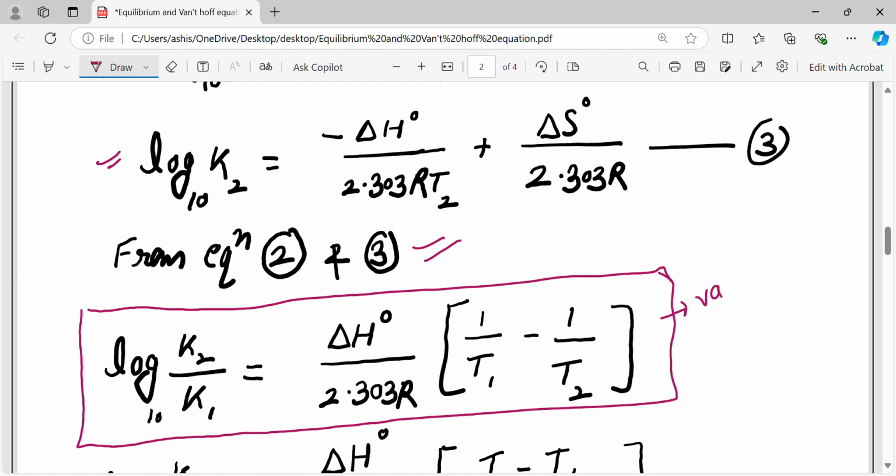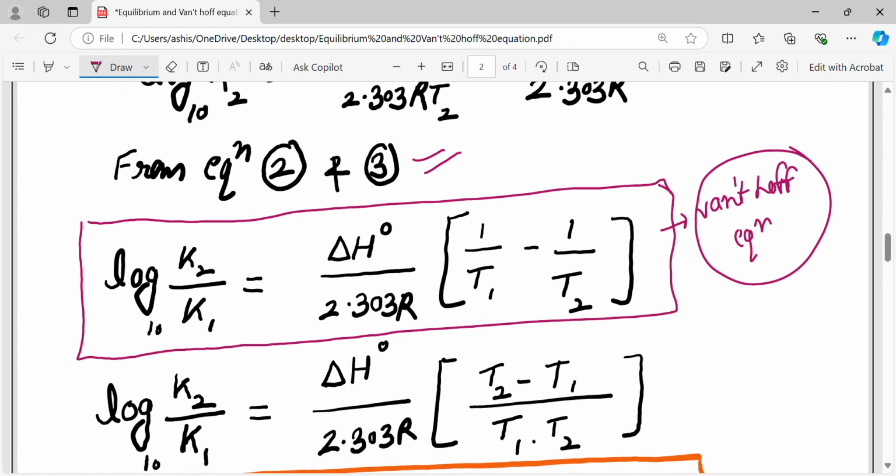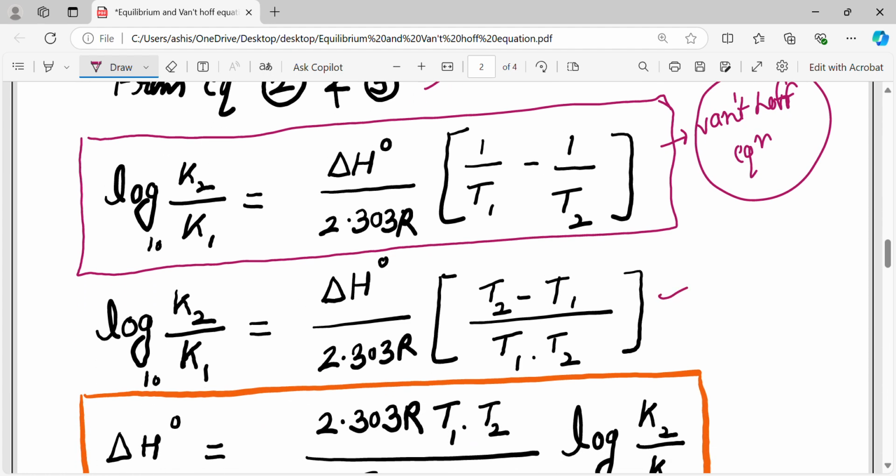Actually, this is a very important equation. This equation is known as van't Hoff equation. It is a useful equation by which we can calculate the standard enthalpy change. If T1 and T2 are given, then we can calculate the standard enthalpy change.